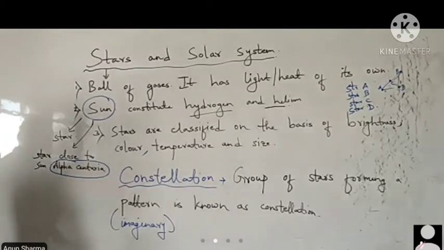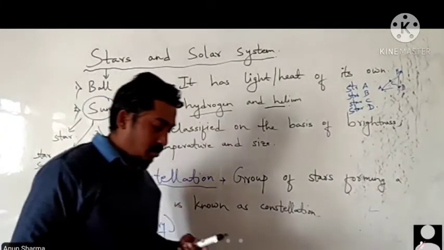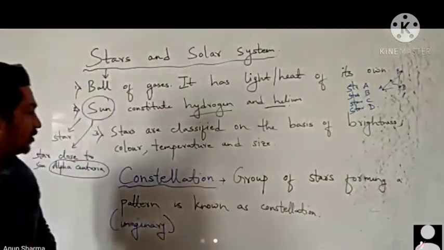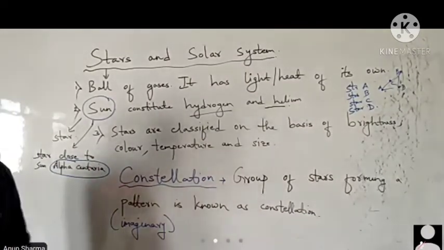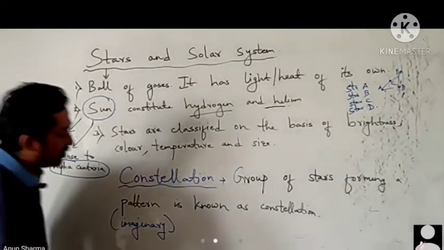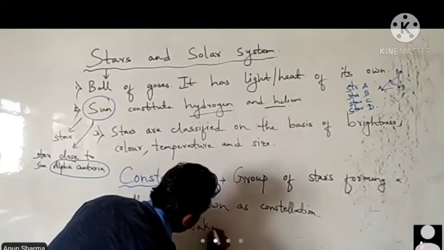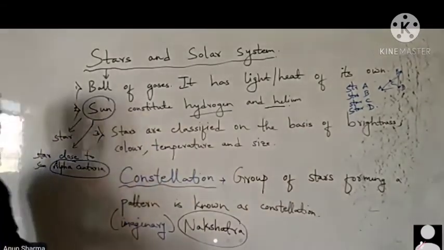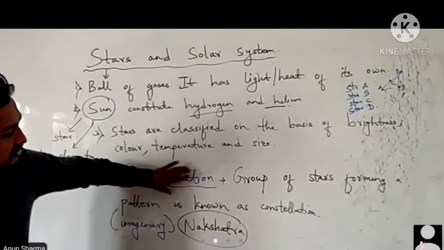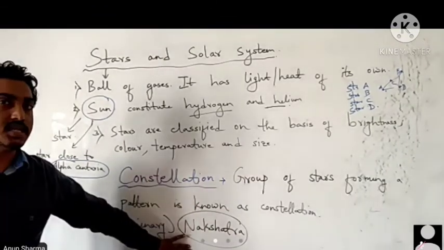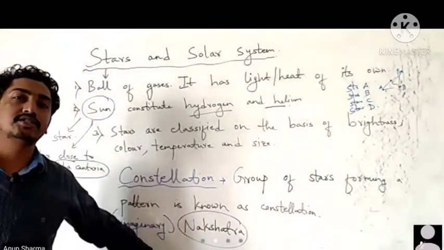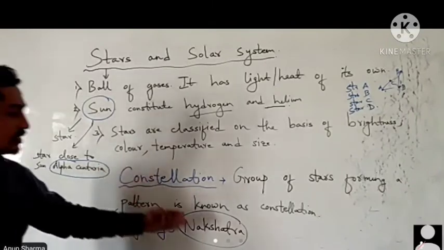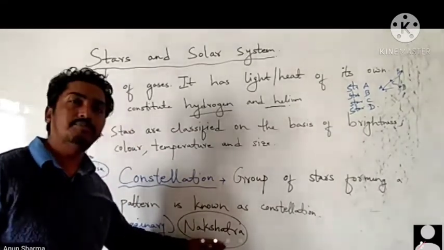In Indian terminology, that means in the Vedic literature, the Vedic term for constellation is nakshatra. That means it is the same. Constellation and nakshatra are the same, only the word has been changed. So in general we use the term constellation, but in Indian mythology we use the term nakshatra.